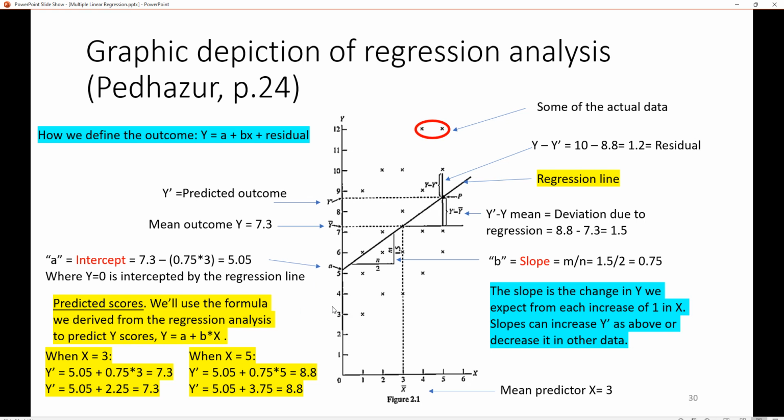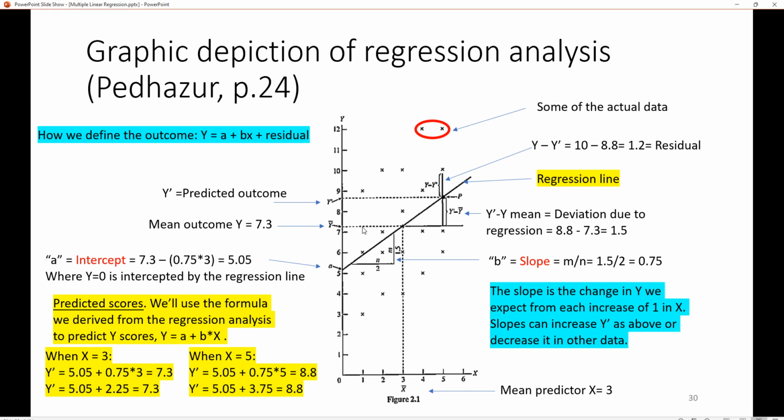And this shows us another way of looking at predictive scores. We'll use the formula we derived from the regression analysis to predict y-scores. Y equals a plus b times x, which is our actual value. So when x equals 3, we see that our intercept is at 5.05, which on this y-axis in this graph is right about where that arrow is pointing to, 5.05. And then we have a regression component of 0.75. So we're going to multiply that by 3, which gives us 2.25.